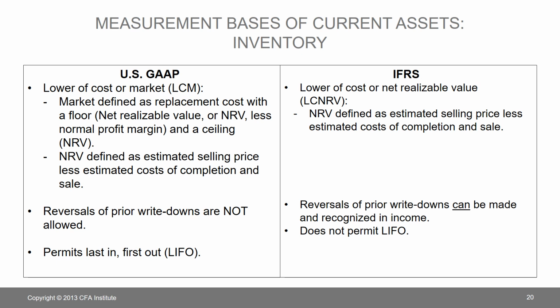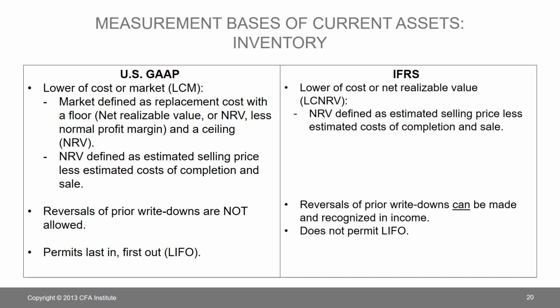So net realizable value, NRV, the measure used by IFRS, is the estimated selling price less the estimated cost of completion and costs necessary to make the sale. Under US GAAP, market value is defined as current replacement cost but with upper and lower limits. So it cannot exceed NRV and cannot be lower than NRV less a normal profit margin.